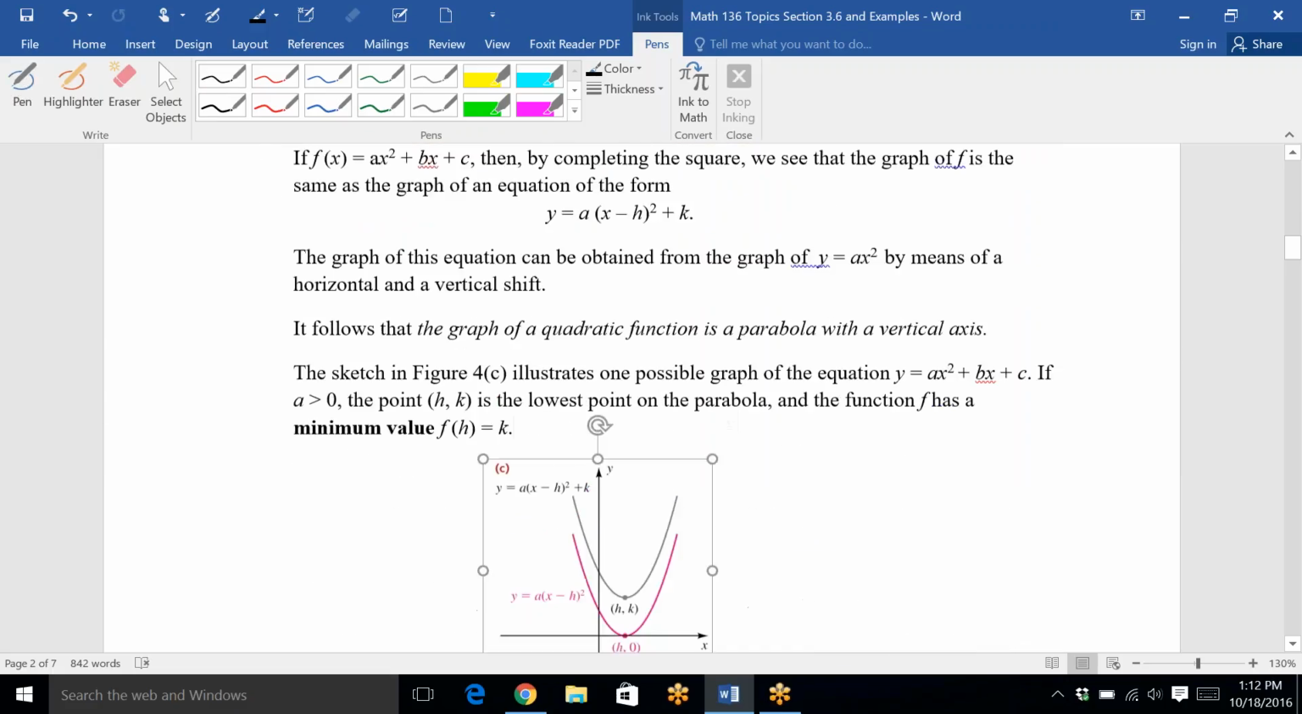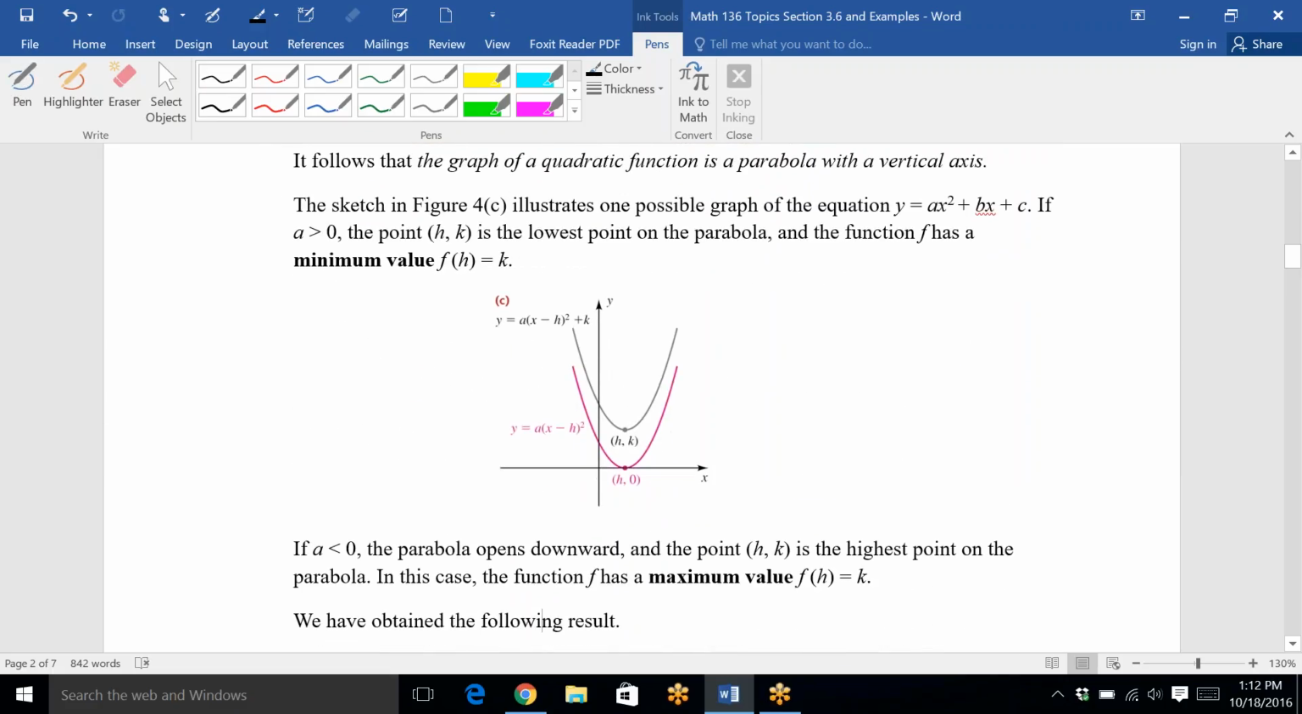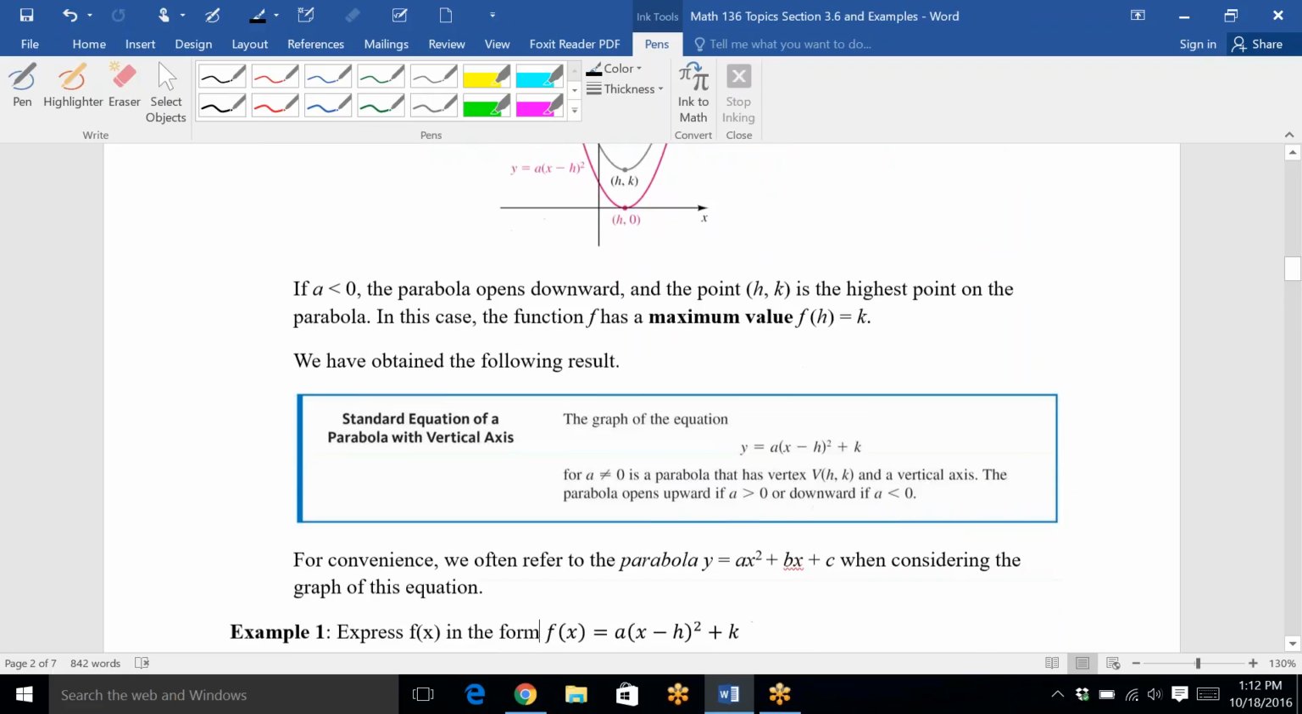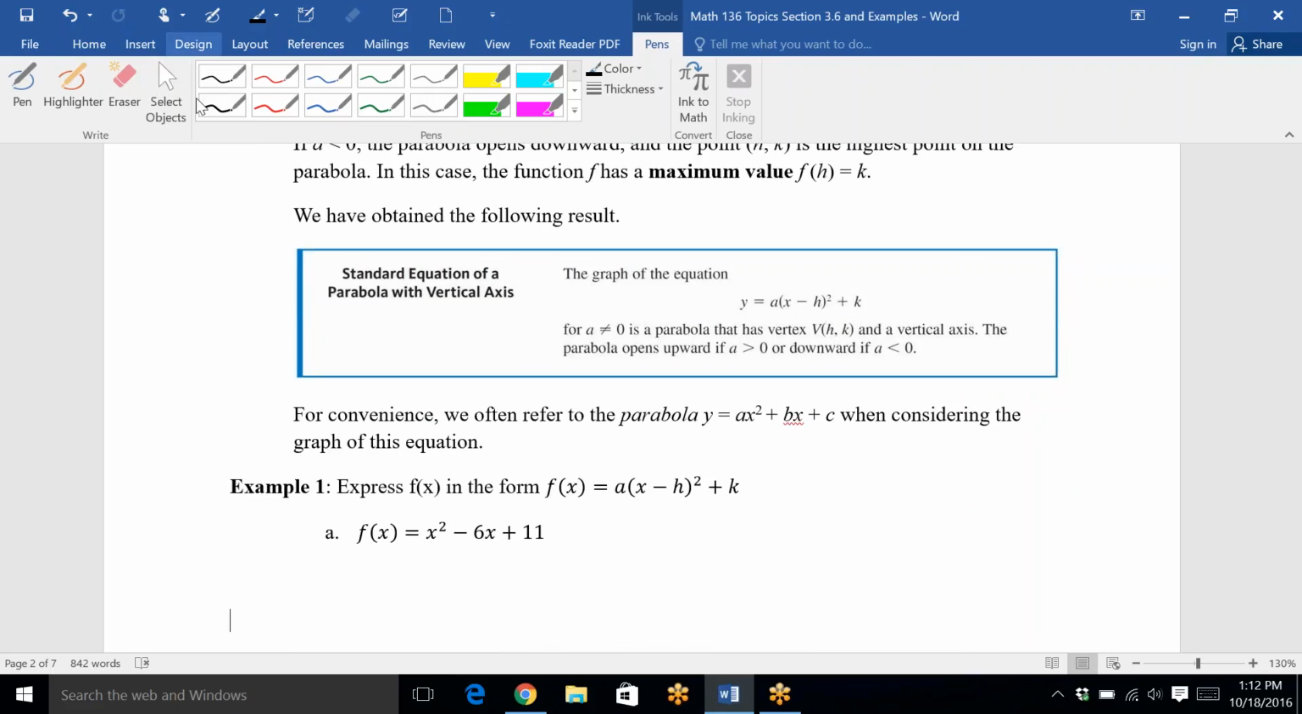Okay, so I'm going to actually just jump down, and by the way, once you're in vertex form, you can use transformation of functions to graph your parabola, so that's a nice thing there. Now, I don't like that they call this the standard equation because it kind of makes you think standard form. Our book calls it the standard equation of a parabola with a vertical axis. Most textbooks I've seen call it vertex form of the equation. So I don't know why our book is different, but it just is.